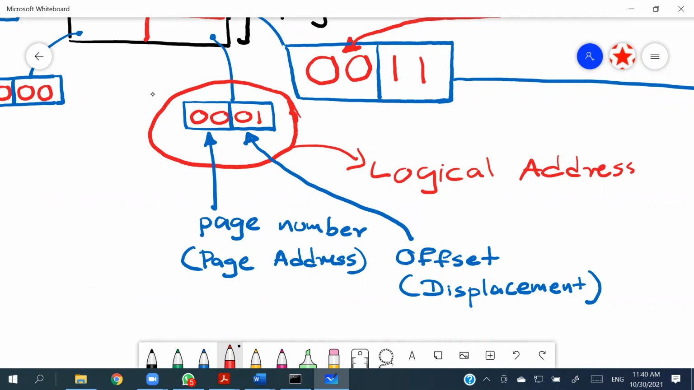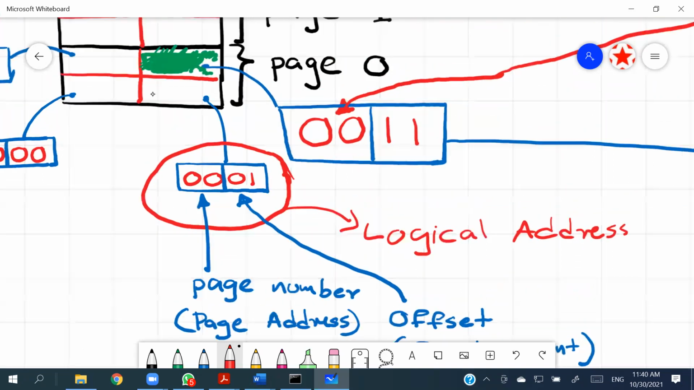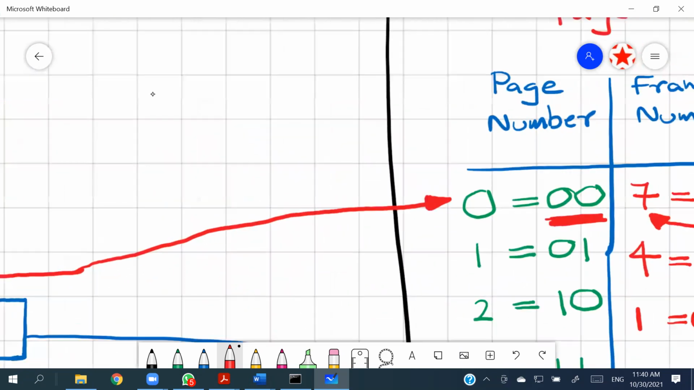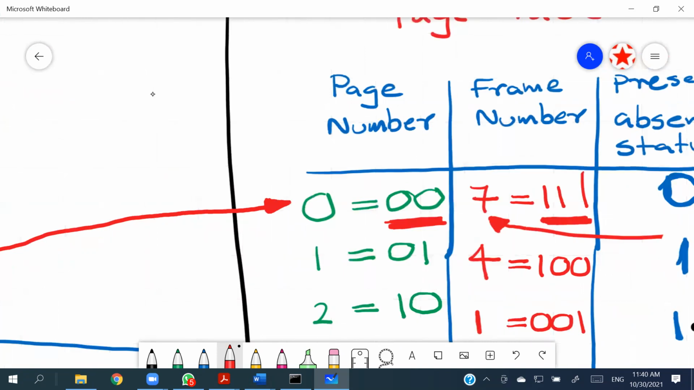We consider that the page number indicates the page reference, and the offset indicates the data which is contained. Anyhow, when this particular byte, this particular address 0001, is being mapped into the physical memory, the MMU has a page table indicating how the page number of a particular logical address should be replaced with the frame number, right?